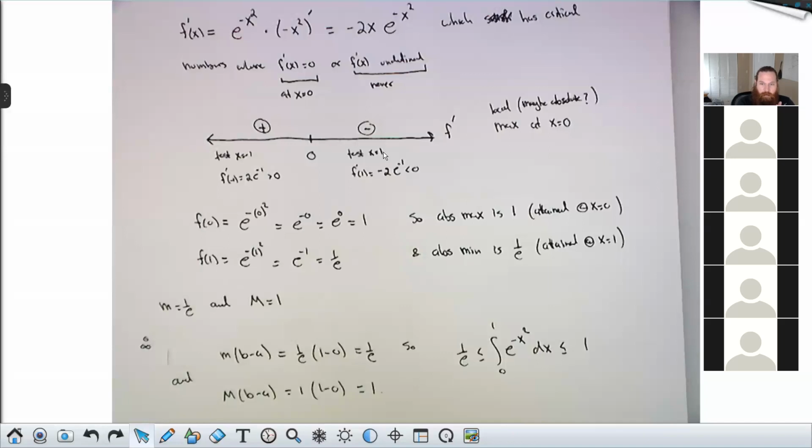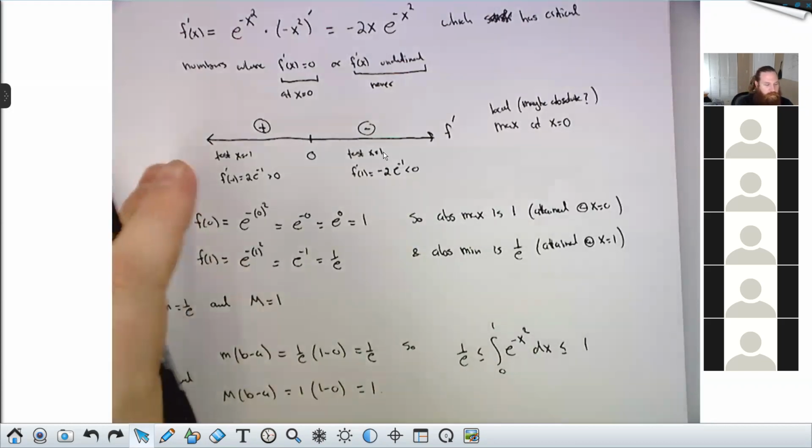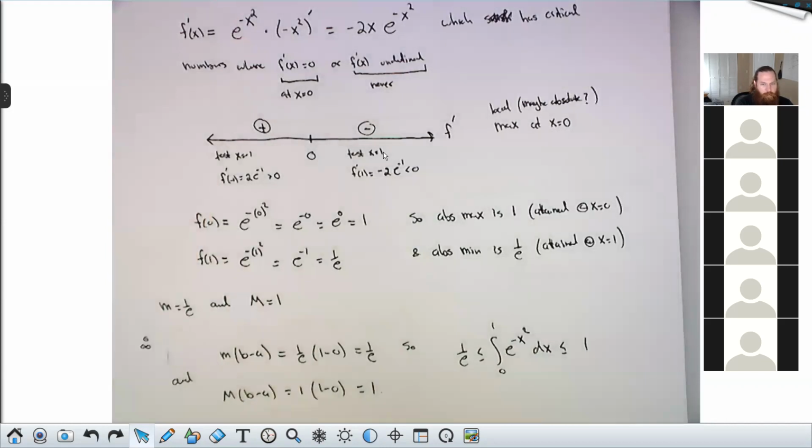But we can approximate it here. You could get a better approximation than "somewhere between 1 over e and 1" by using Riemann sums. But through this relatively easy method, we're able to say that this integral is definitely bigger than 1 over e and definitely smaller than 1, which is not bad.